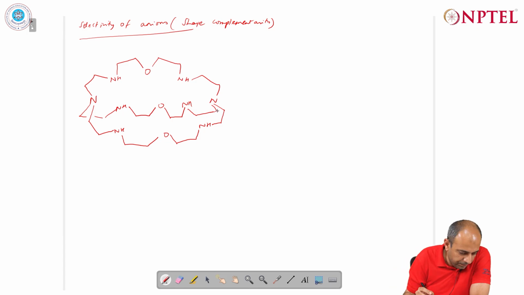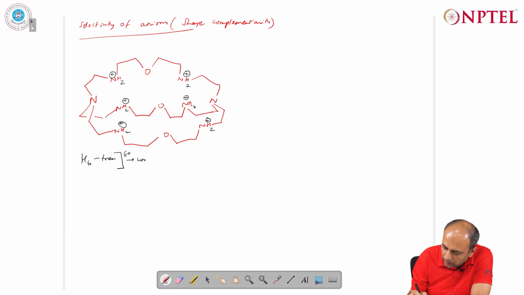And so this is referred to as a tren complex. This particular complex, we are going to now protonate the hydrogens, the nitrogens here. This we call as the H6 tren 6 plus complex.